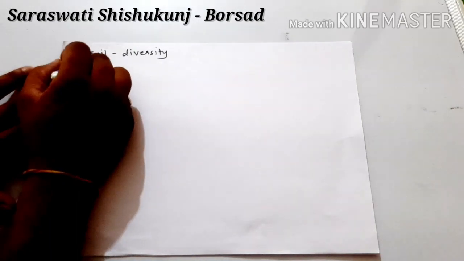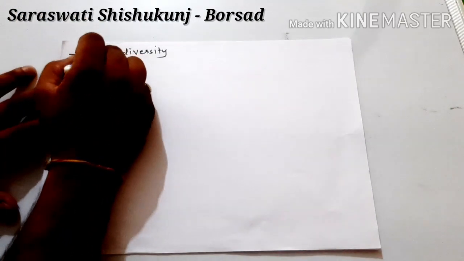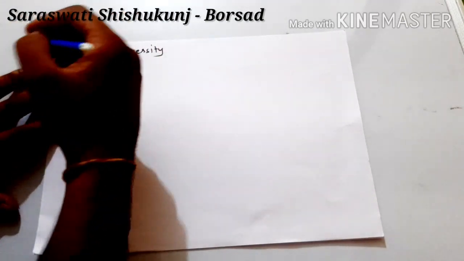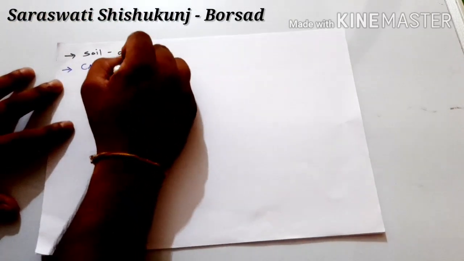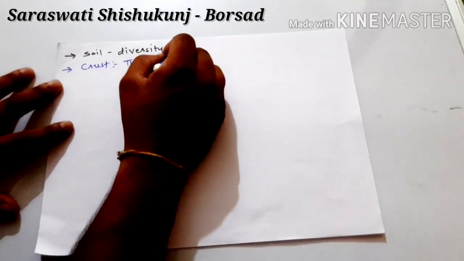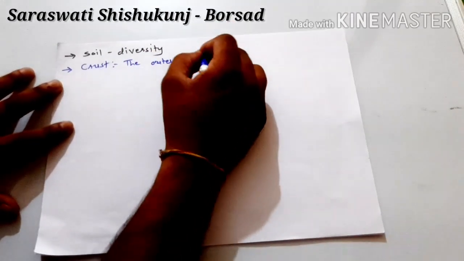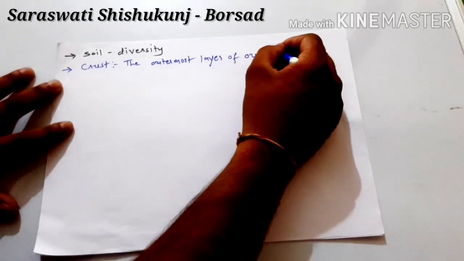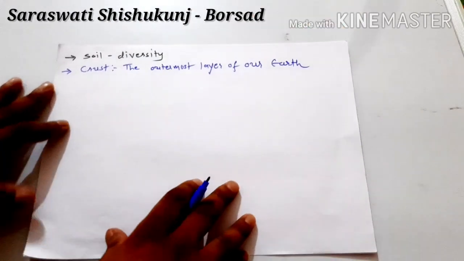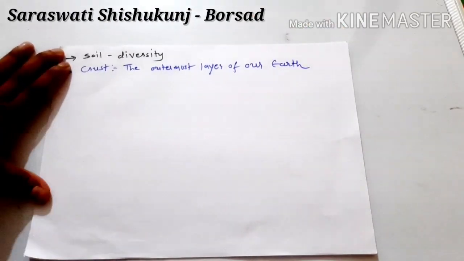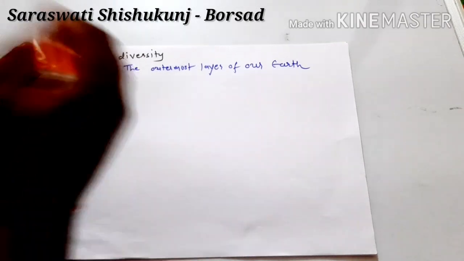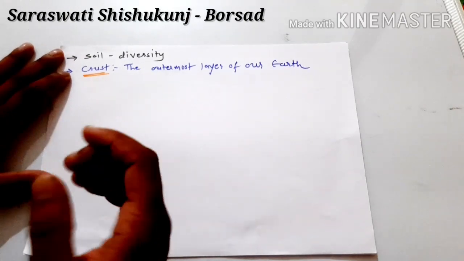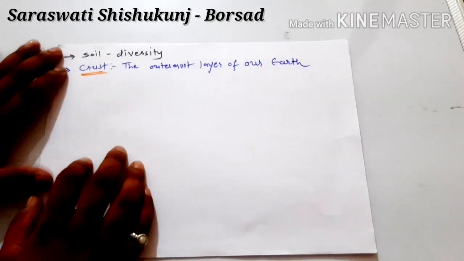First of all, we have to understand what is called crust. See, what is called crust? The outermost layer of our earth, the outermost layer of the surface of the earth, is called crust, right? So in a 1 mark question it can be asked what is called crust. The outermost layer of the earth is considered as crust.